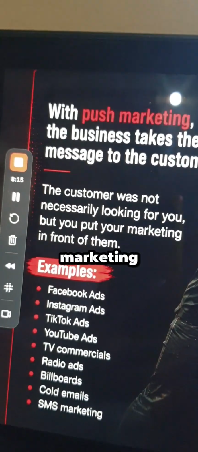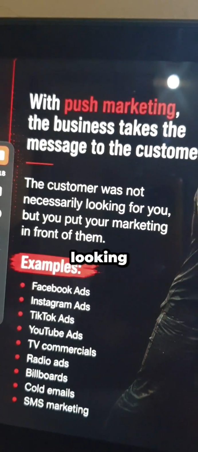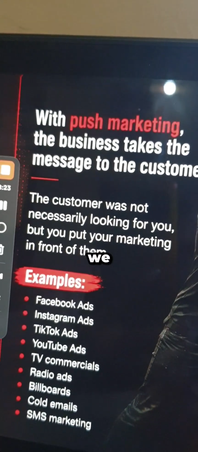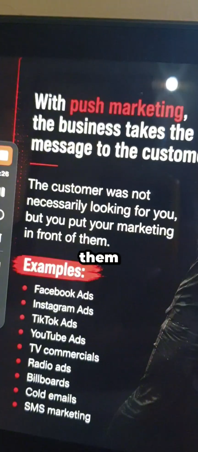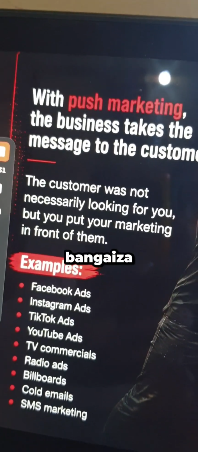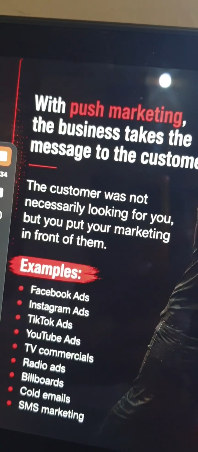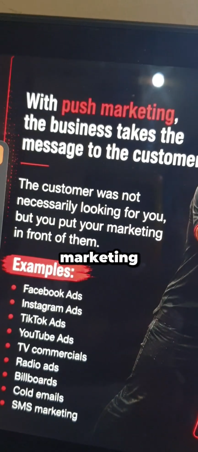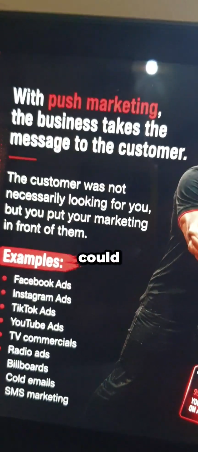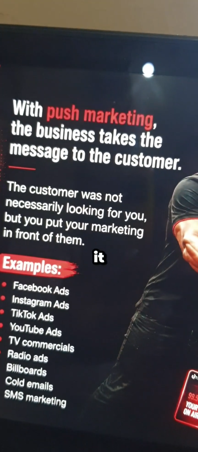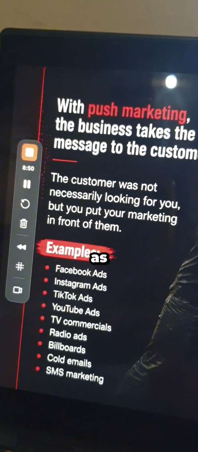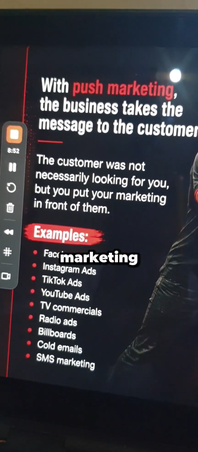In push marketing, the customer is not necessarily looking for the product or the service that we are selling, but we put our product and service in front of them. It's a person who is just sitting there relaxing, and then boom, they see our marketing messages. It could be a TikTok video. It could be an ad. They didn't search for it, it just appeared in front of them. That is known as push marketing or outbound marketing.